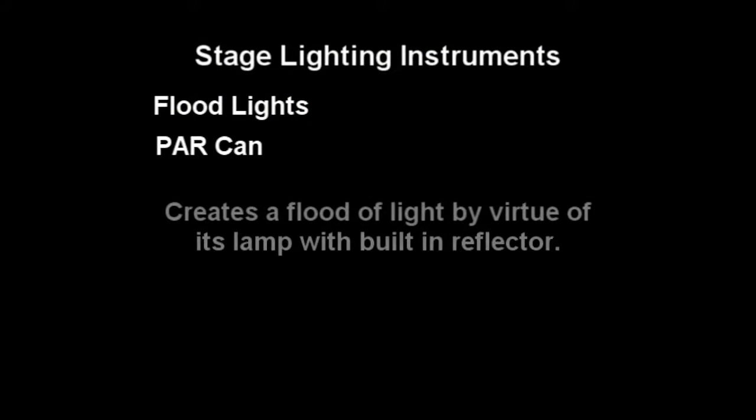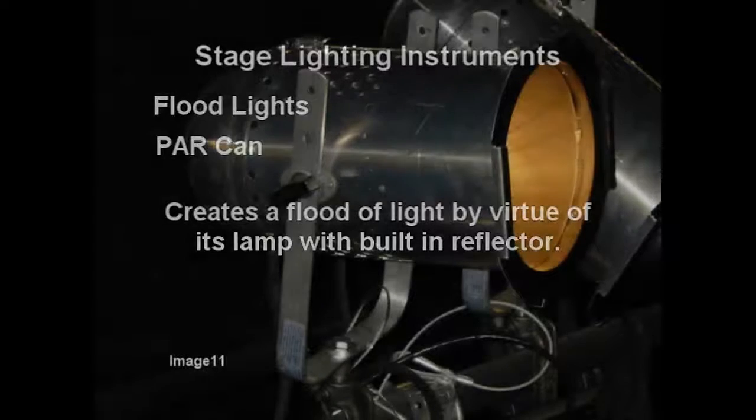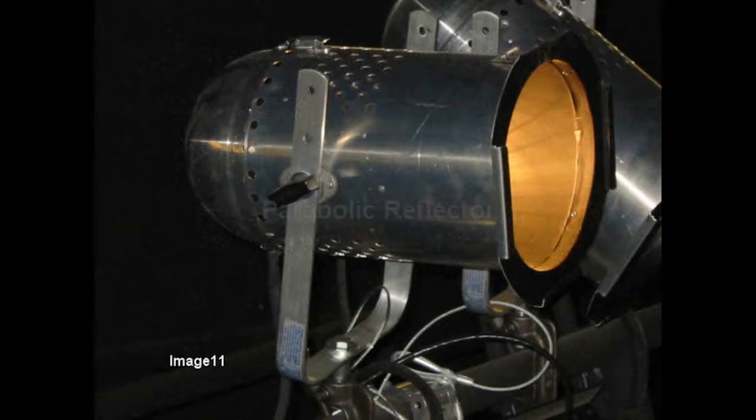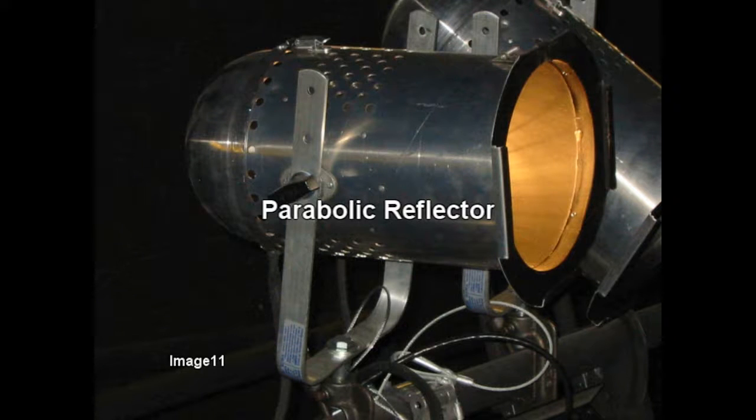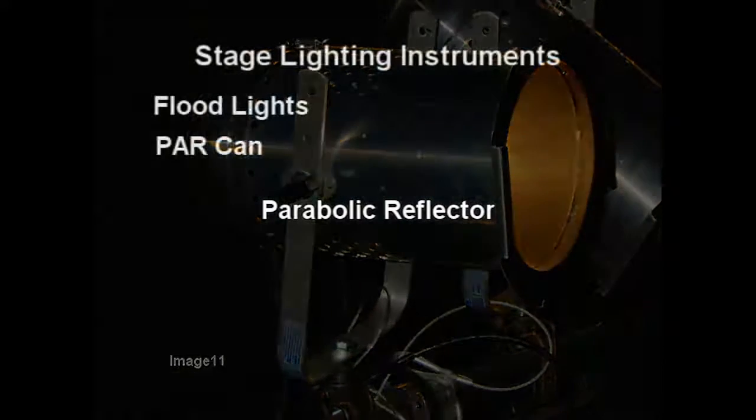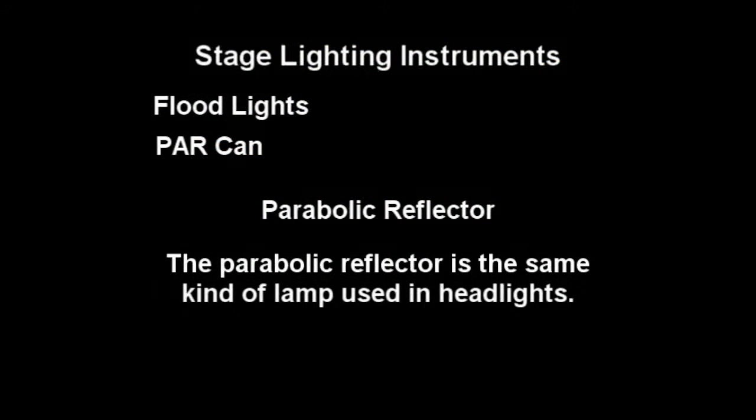The par can is a floodlight that has a built-in reflector in the lamp itself. The par can instrument itself serves no other purpose than to house this reflector within a lamp. As a result, it is little more than a can for this specialized lamp. PAR stands for Parabolic Reflector. This is in reference to the shape of the reflector within the lamp itself. The parabolic reflector is the same kind of lamp that is used in your car's headlights.